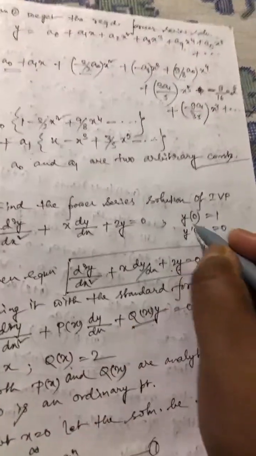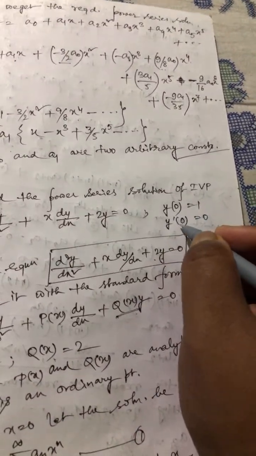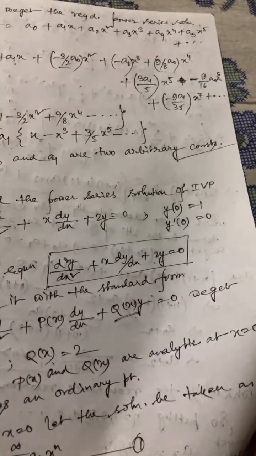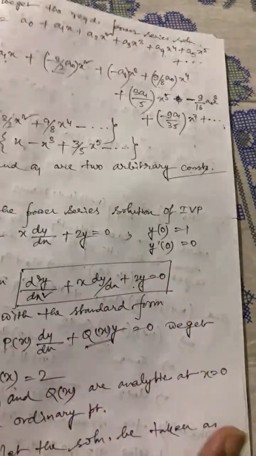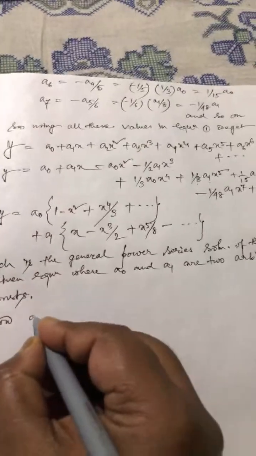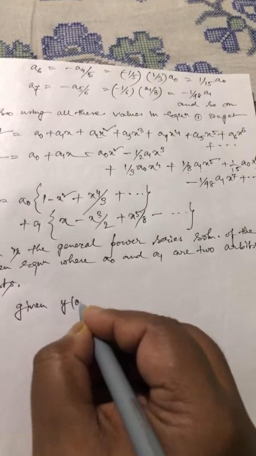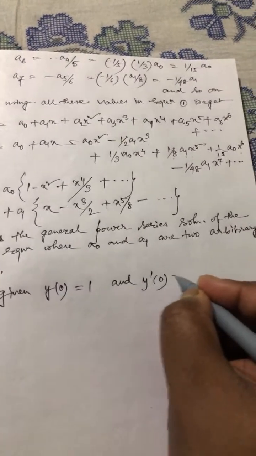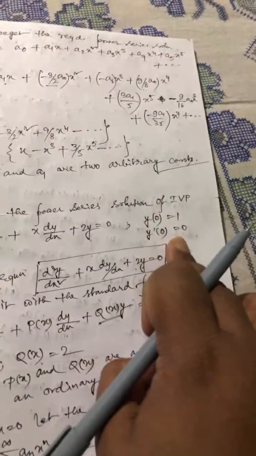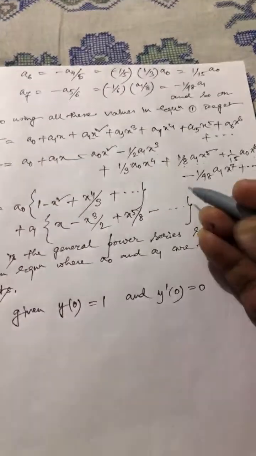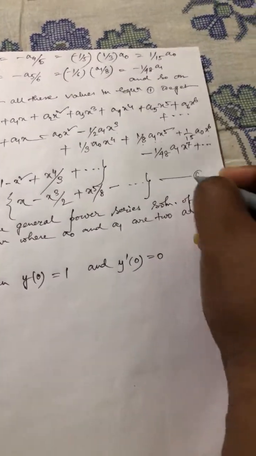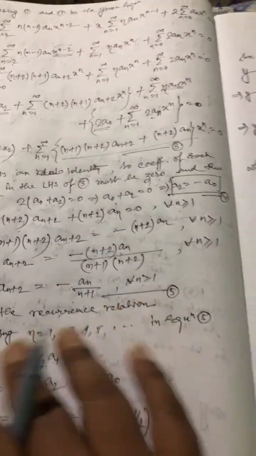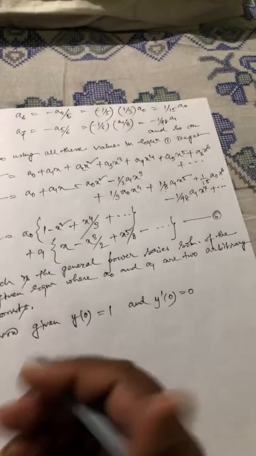Now remember, y0 equals to 1 and y dash 0 equals to 0. So I can say, given y0 equals to 1, y dash 0 equals to 0, with the help of these two conditions, now we have to find out the expression for y. So this is equation number 5 and this is equation number 6.